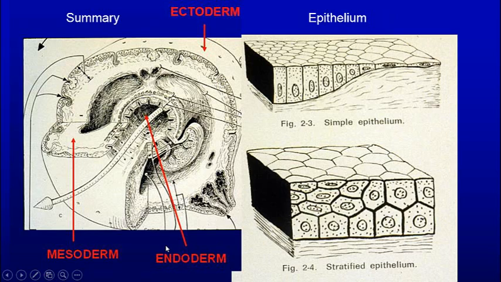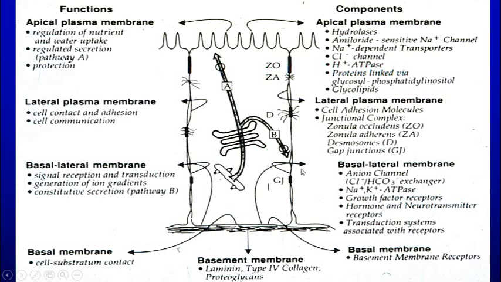So in summary, epithelium comes from all three germ layers. If it's from the mesoderm, they have a special name: mesothelium and endothelium. And then the cells could be flattened, could be cuboidal, could be columnar. They could be one layer, they could be multiple layers.